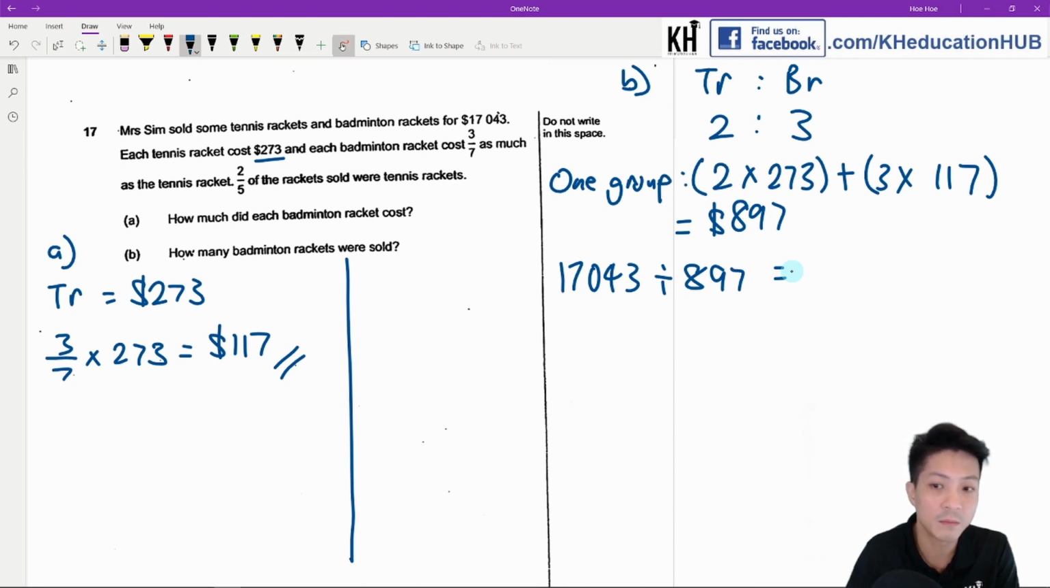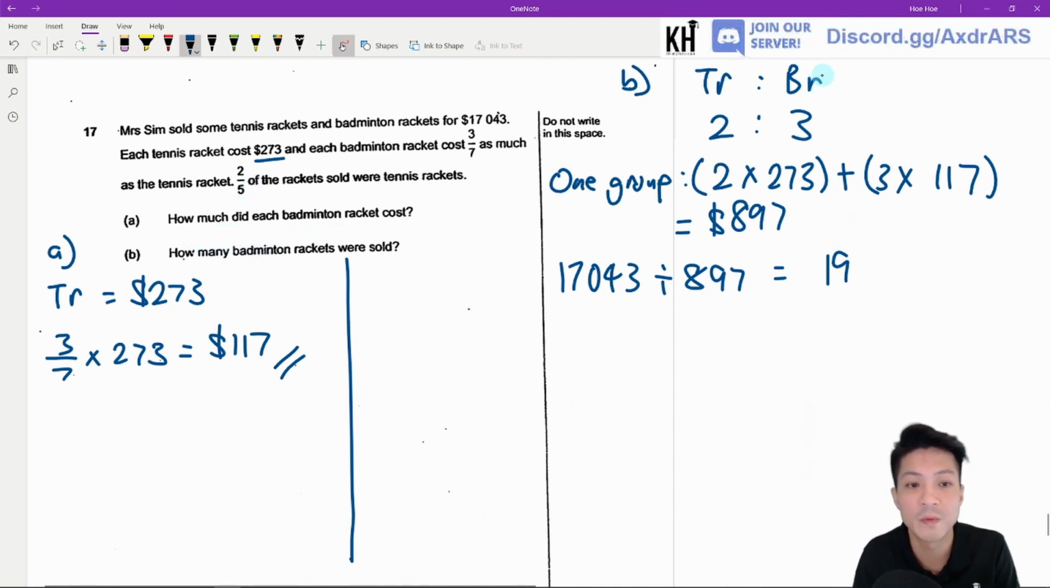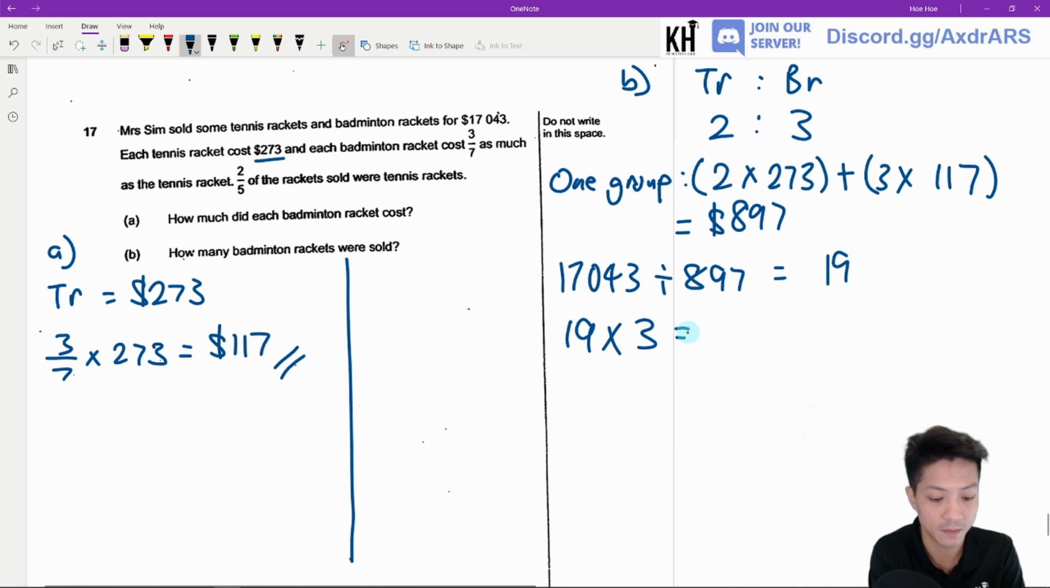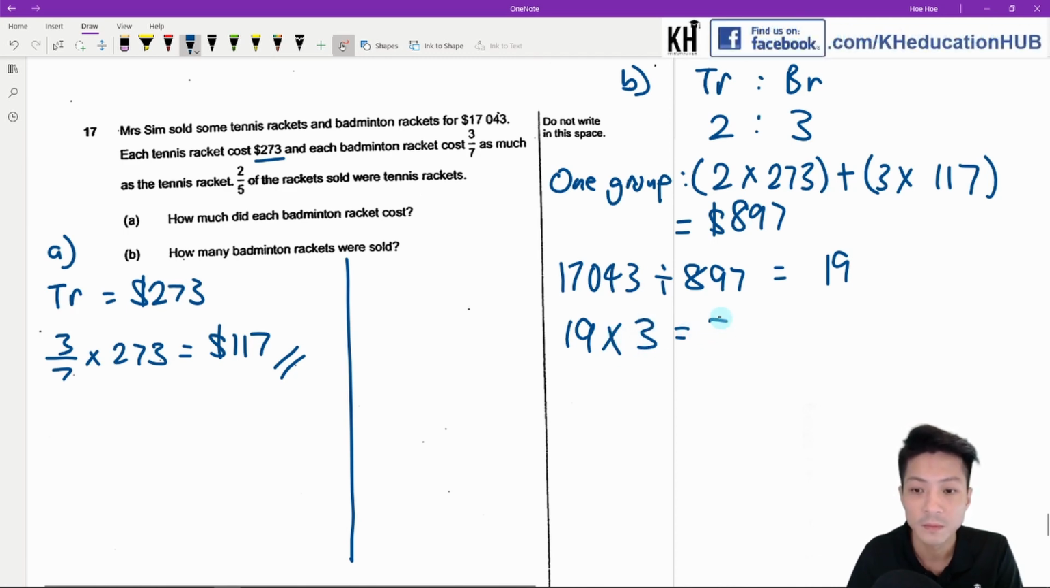1,743 divided by 897 will be 19 groups. So how many badminton rackets were sold? If you remember, in each group there are 3 badminton rackets, so it'll be 19 times 3, which is 57. So 57 badminton rackets were sold.